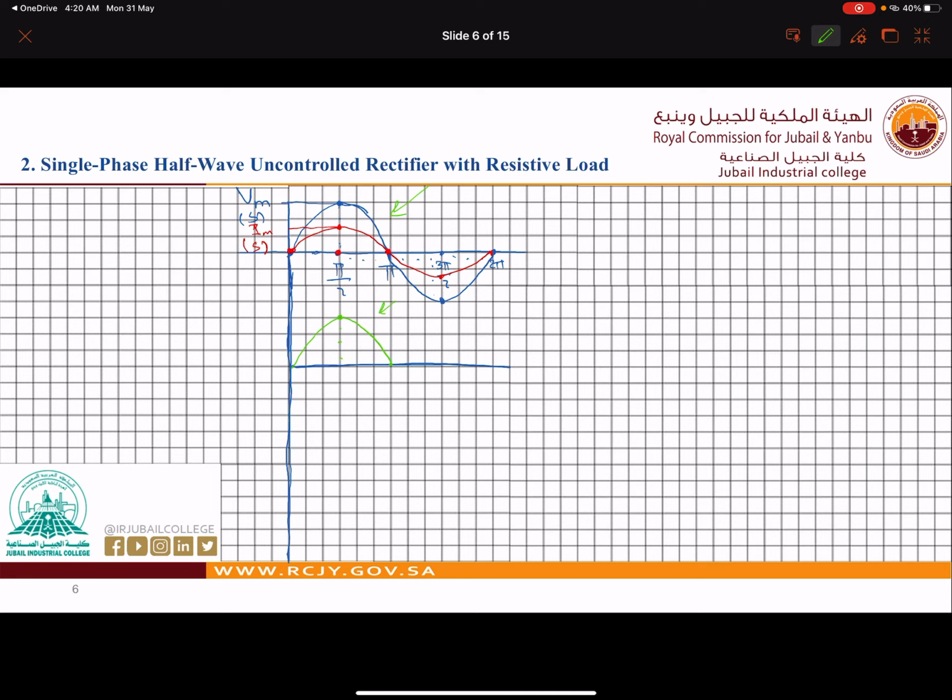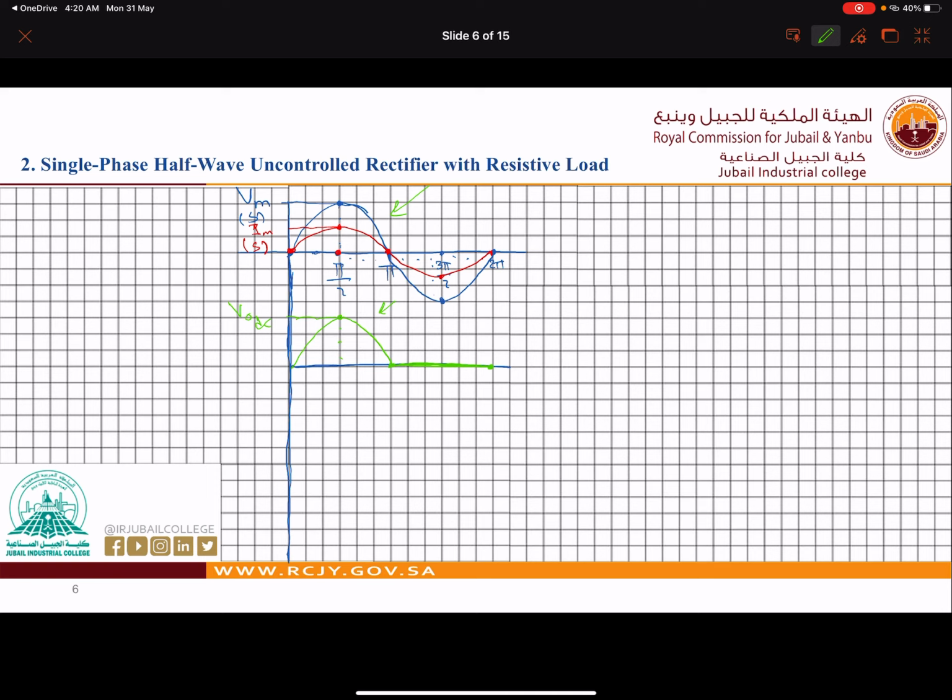Now of course from pi until 2 pi we have what? We have 0 volt, right? We have 0 volt because it is a half wave rectifier, as we explained there. Now this is how to draw the voltage V out. We can say this is V out, this is DC, this is V out DC.